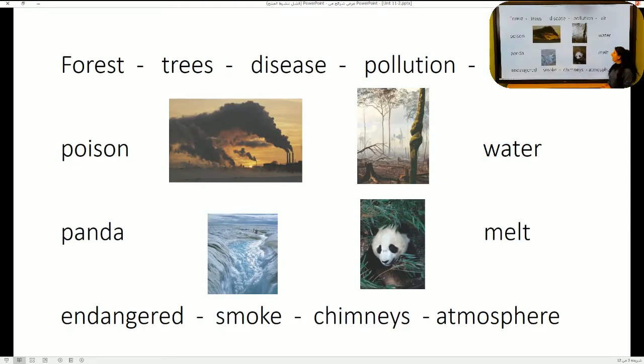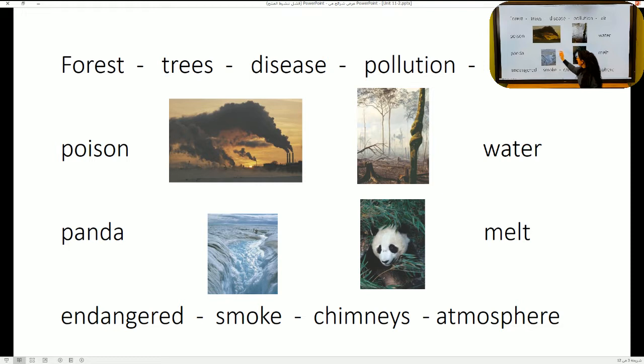Okay? Look at this, please. We have some pictures and some words, adjectives and nouns, and all of these words relate to the title, about the environment, about our planet. Forest, trees, disease, pollution, air, water, melt. Melt as a verb. What's the meaning of melt? When we have a solid material and it is changed into liquid.